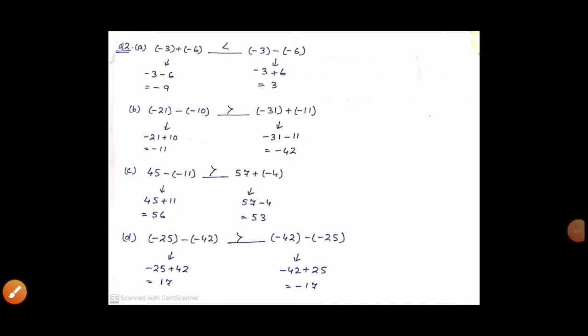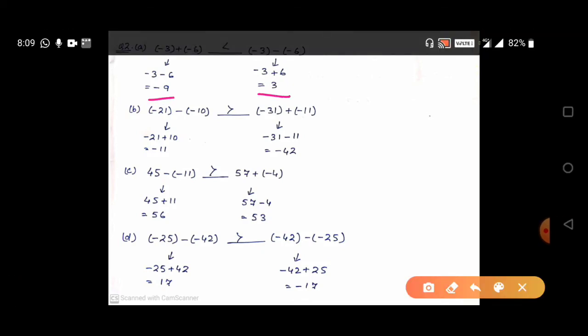Question number 2 of exercise 6.3. Here in each question we have to fill up the blanks with the sign greater than, less than or equal. So question number A of question number 2, here it is given within bracket minus 3 plus within bracket minus 6. So from here we will do the calculation. We will get minus 3 minus 6, so it will be minus 9. On the other side we have within bracket minus 3 minus within bracket minus 6. So from here we will get minus 3 plus 6, so it will be 3. Now if we compare minus 9 and 3, minus 9 is less than 3.